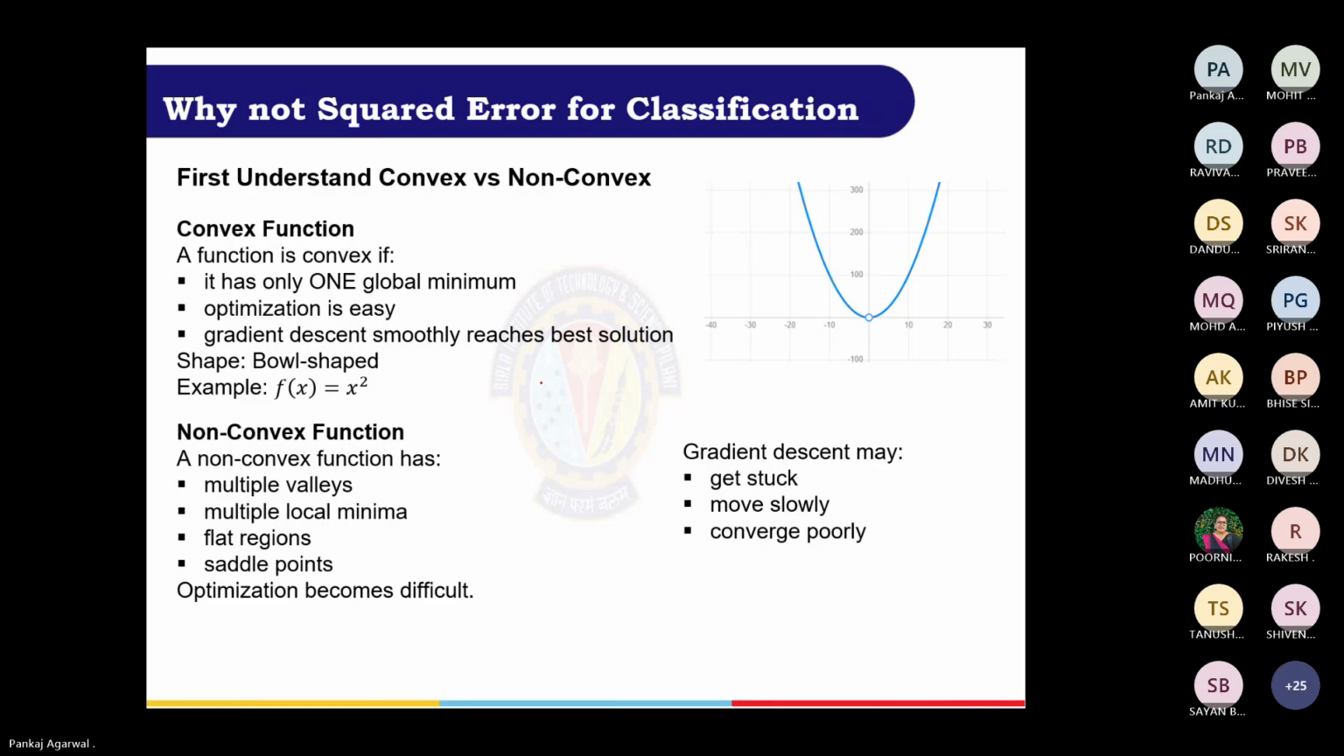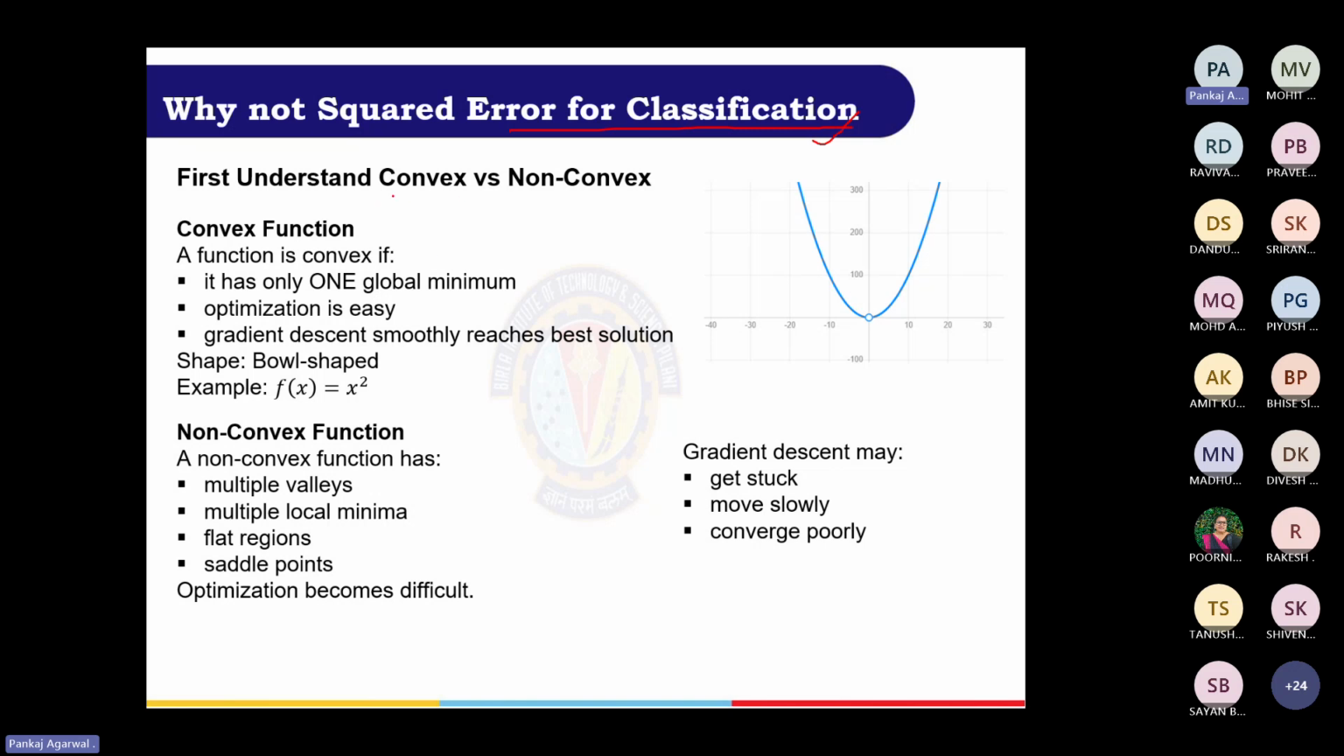Now our direction of understanding would move towards why not squared error for classification. Why are we trying to change, because I would be using cross entropy rather than the squared error function? Why am I not using MSE as a loss function? So we would have some understanding about it.